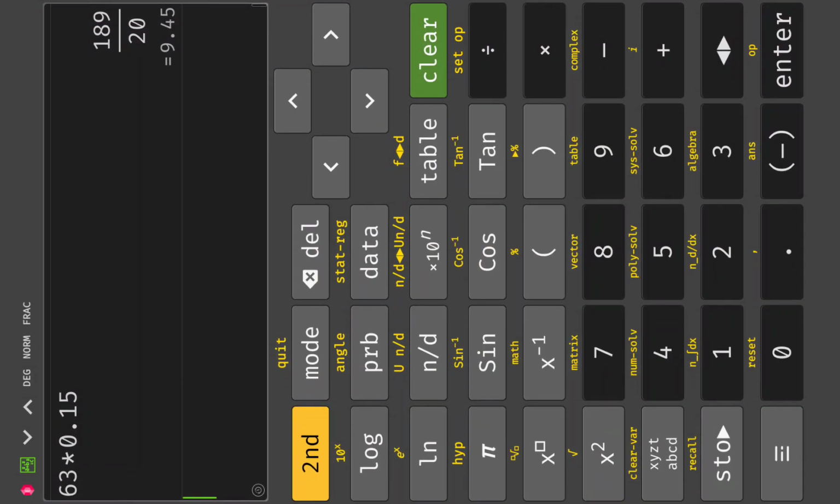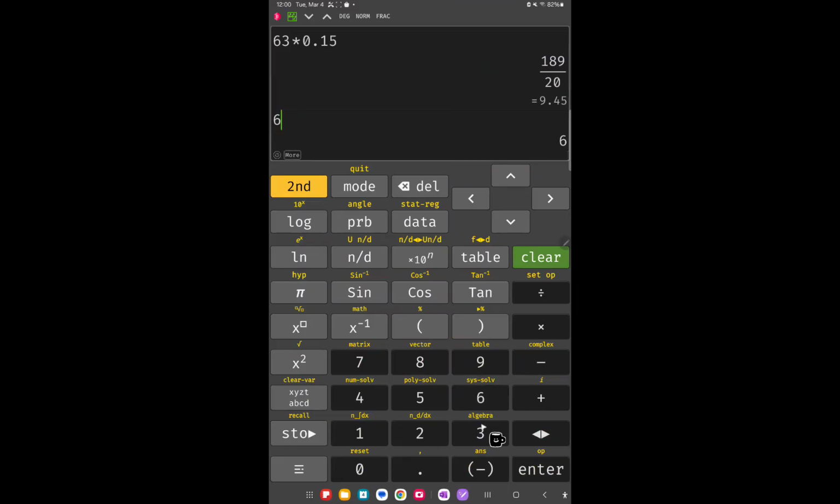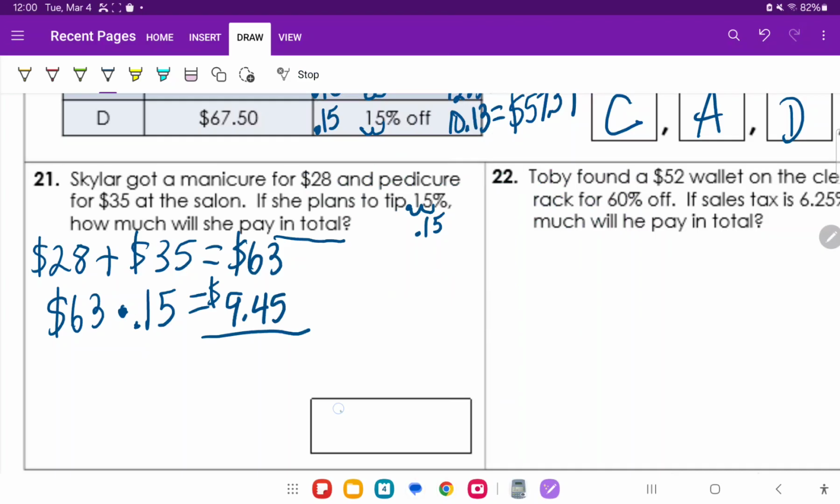So 63 plus the $9.45. So that gives us a total of $72.45.